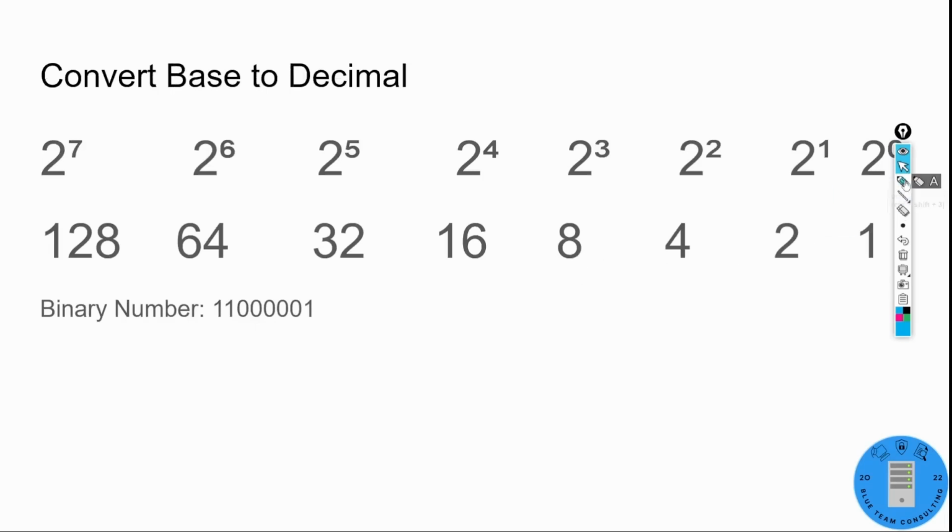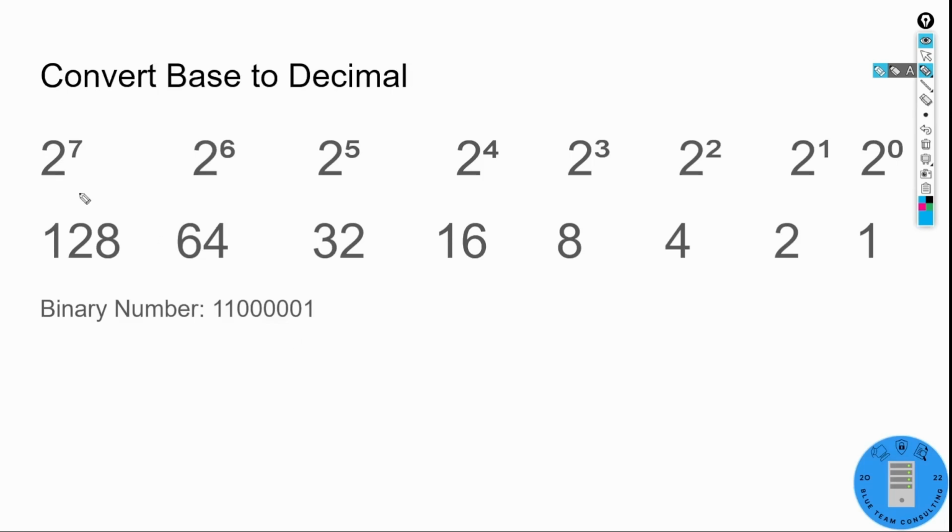Now, we're going to start converting binary numbers back towards our decimal notation. And we need to figure out how the computer is reading these numbers and convert them back into human readable format.